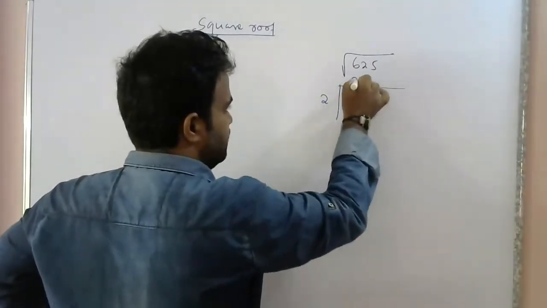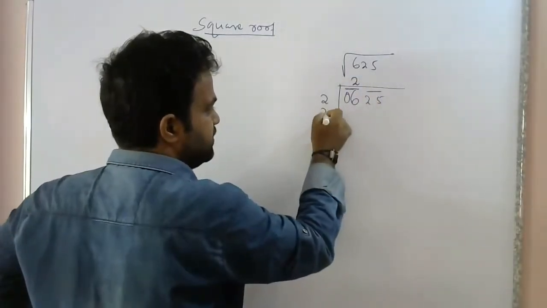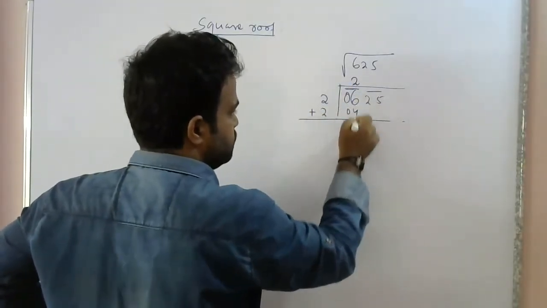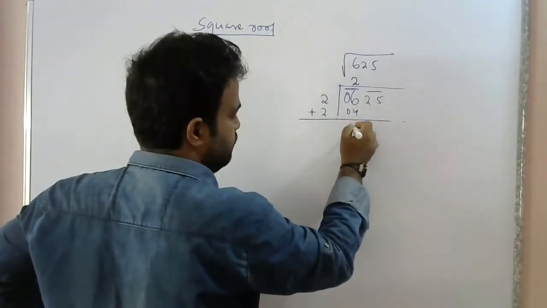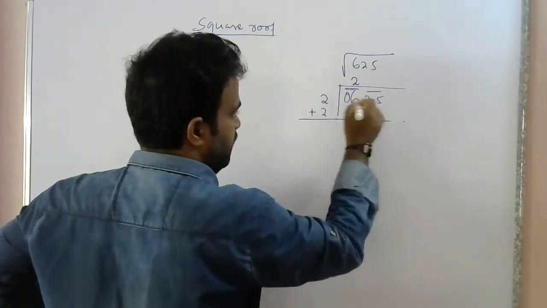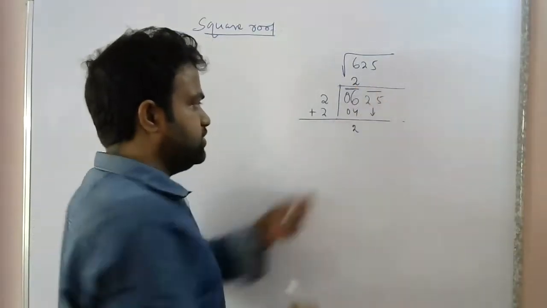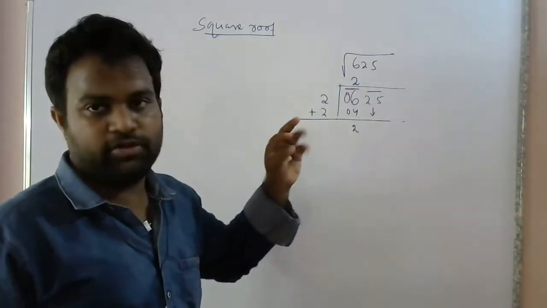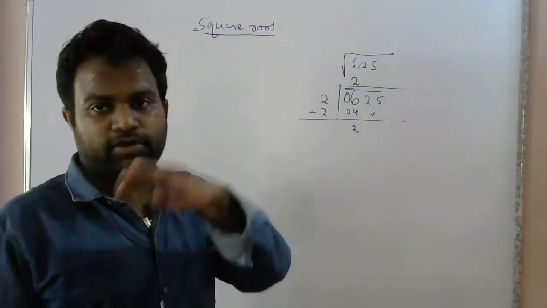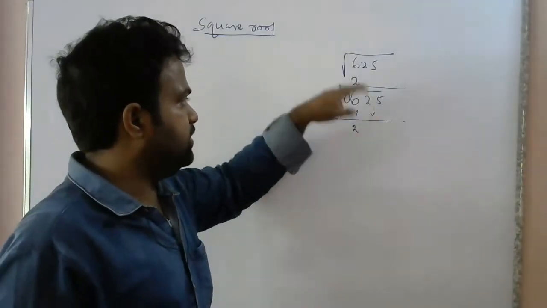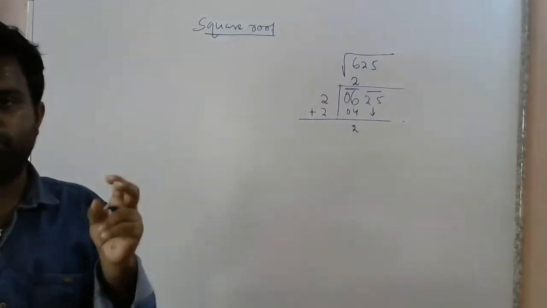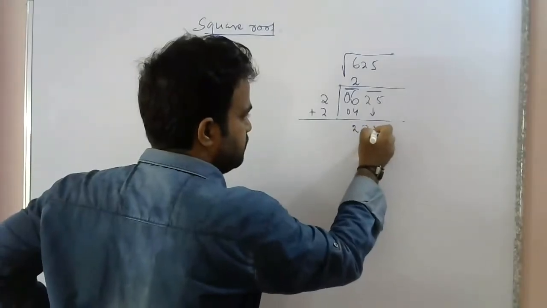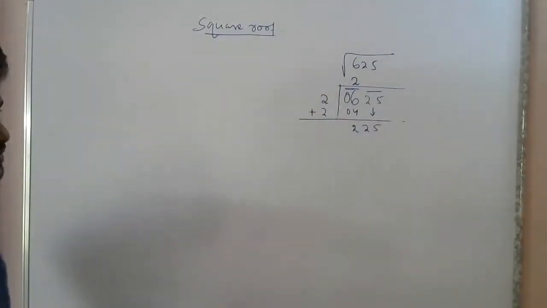Now whatever the quotient is, whatever you are writing here, you will add in the next step, and you will write 2 times 2 is 4 here. So the remainder is 6 minus 4, that is 2. And the paired two numbers will come down at a time, not one by one. In our normal division, we bring down one number at a time. But in the case of square root, you always have to use a pair. So this 25 will come down, 225, right?